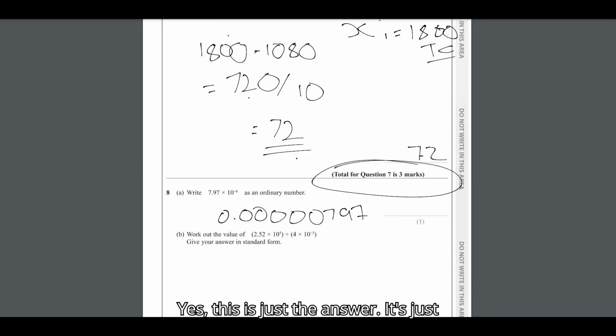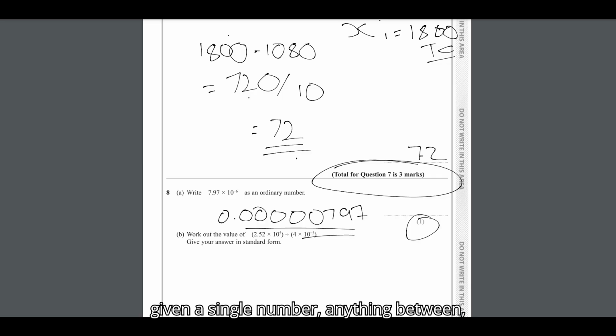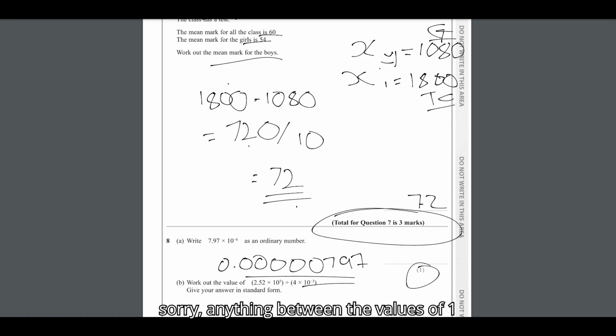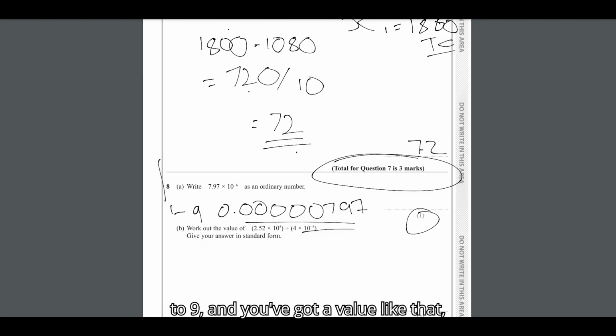Yes, this is just the answer. It's just an easy mark, you should already know this. To make life easier, if you're given a single number, anything between the values of 1 to 9, and you got a value like that, 10 to the power of negative 6, and you're going backwards, if it's 10 to the power of negative 6, you would have 5 zeros. If it's any value between 1 to 9.